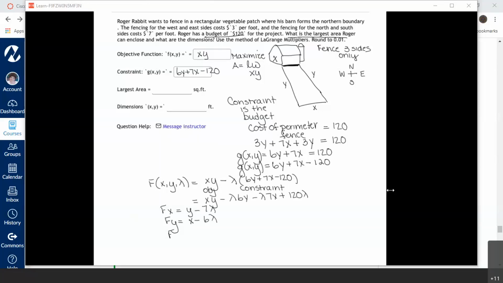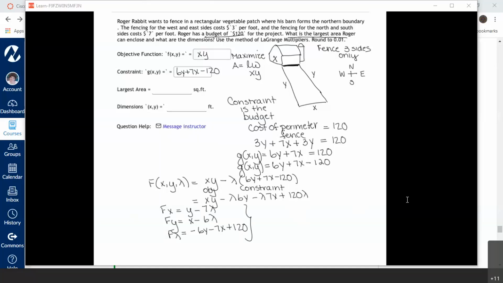And then the last partial derivative is with respect to lambda. And that'll be something I get from the last 3, plus 120. Okay, everybody understand the partial derivatives with respect to x, y, and lambda? Anybody have problems with these? No questions.